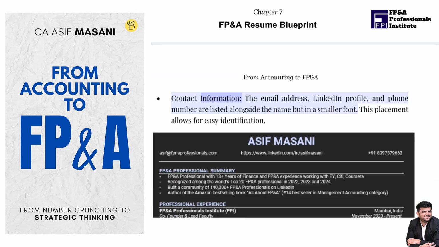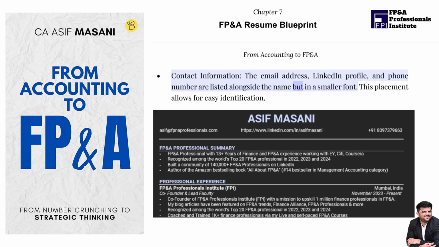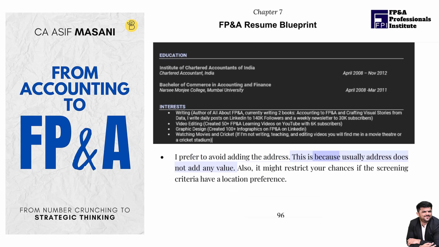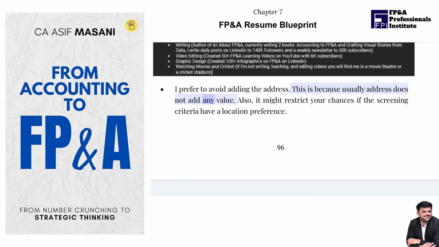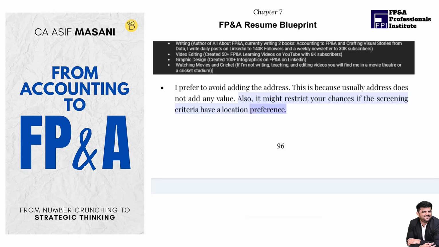Contact information, the email address, LinkedIn profile, and phone number are listed alongside the name, but in a smaller font. This placement allows for easy identification. I prefer to avoid adding the address. This is because usually the address does not add any value. Also, it might restrict your chances if the screening criteria have a location preference.